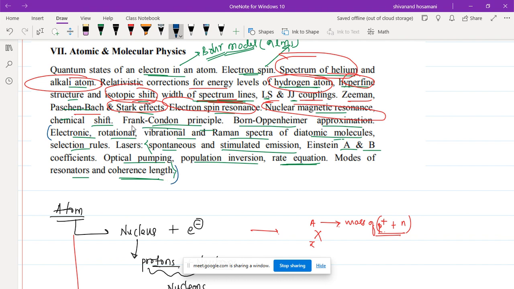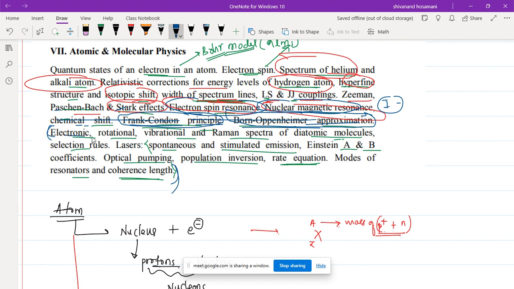I have not covered the Franck-Condon principle and Born-Oppenheimer approximation, so you can look at those concepts up to here. Nuclear magnetic resonance and electronic spin resonance, I have only introduced these concepts. Then up to Stark effect, Zeeman effect. In the morning class I discussed hyperfine splitting. I have not discussed the chemical part, so let us leave these two concepts and look at the molecular part.